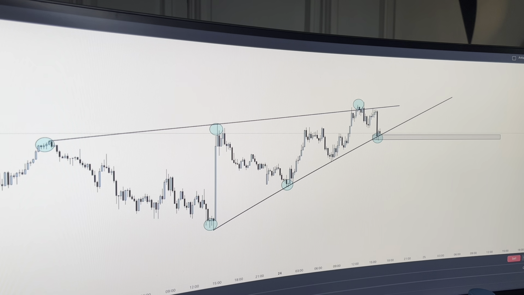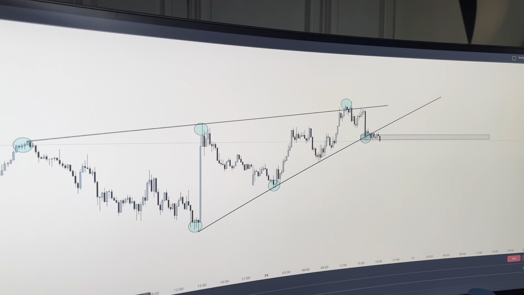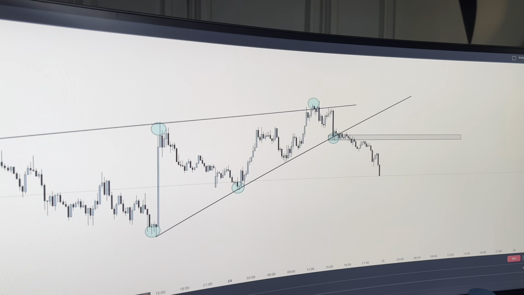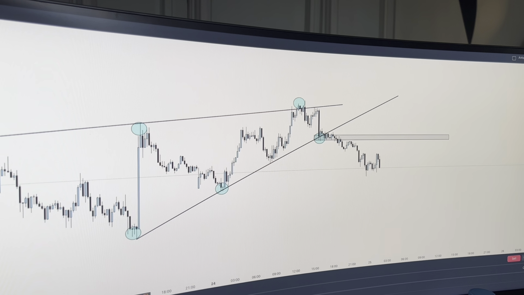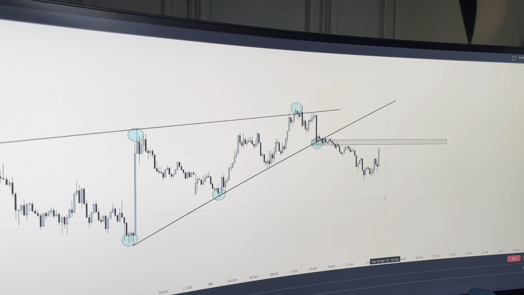So now let's see what happens. We'll play it out. Okay, so we've got a strong move to the downside now. Strong move, we've broken market structure. And now we're going to determine the most optimal place for price to pull back to.